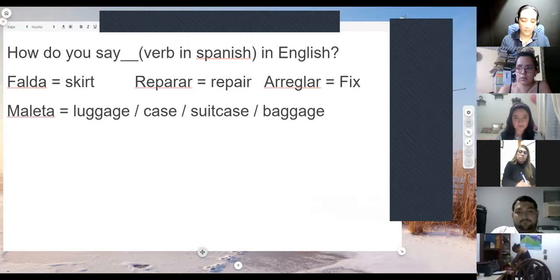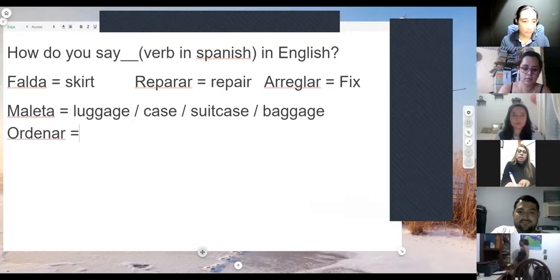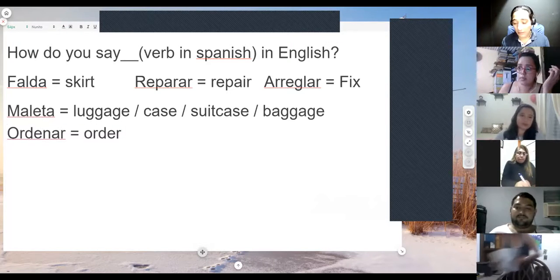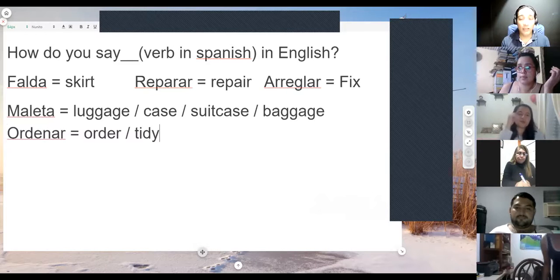Ordenar. How do you say ordenar in English? Are you talking about the verb? Yes. Okay, as a verb, there are two uses. It depends on the context. To order pizza, okay? To order pizza or to tidy your room. You got it? Let's order pizza. Go tidy your room.